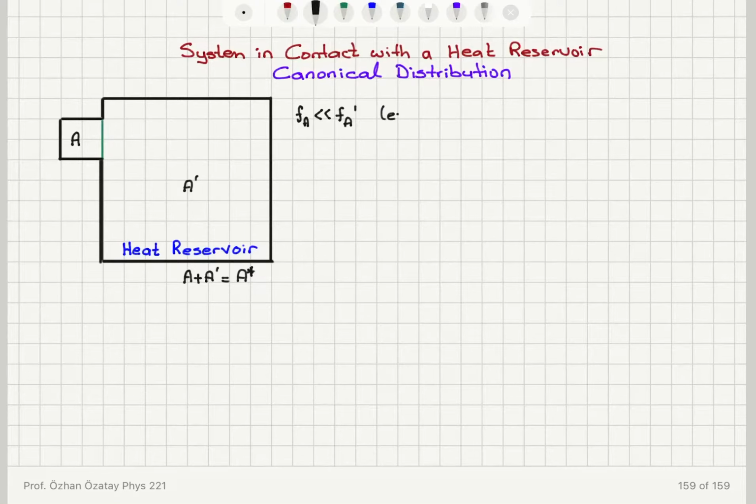For example, if you put a copper bar in a lake, system A can be a copper bar and system A prime can be a lake. So we put a copper bar inside a lake. The lake will act as a heat reservoir. It will set the temperature of the copper bar.